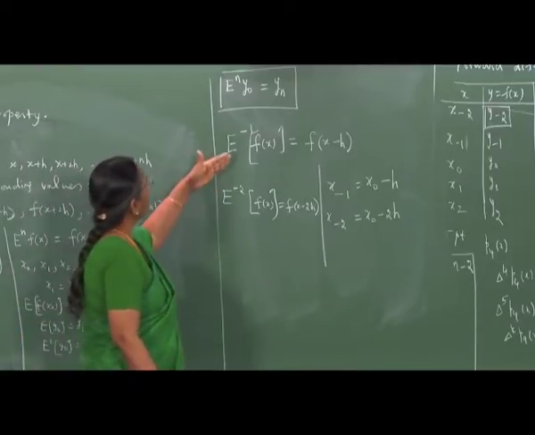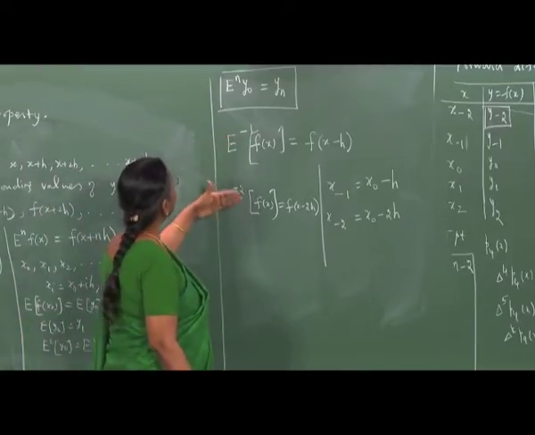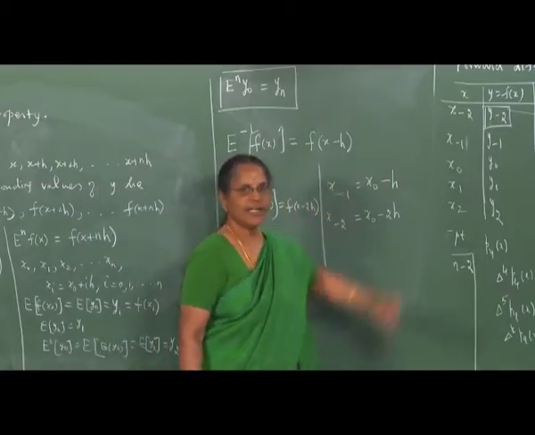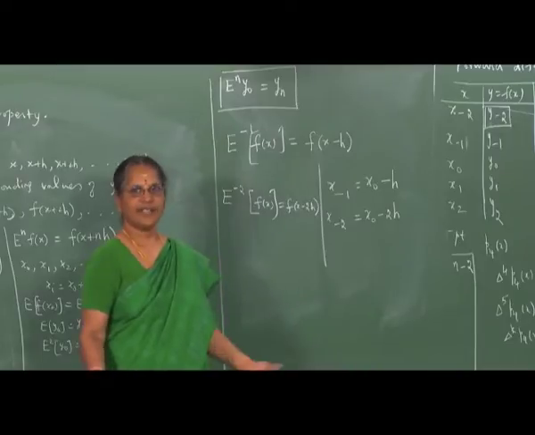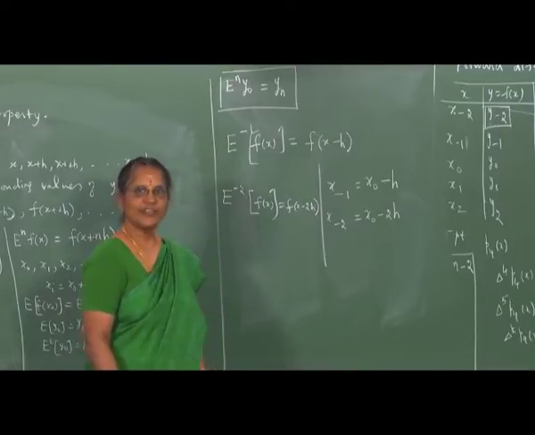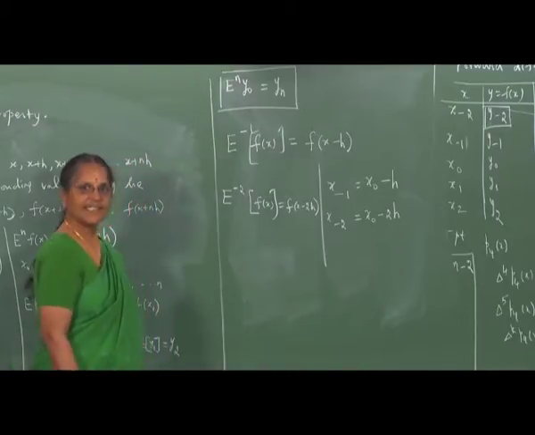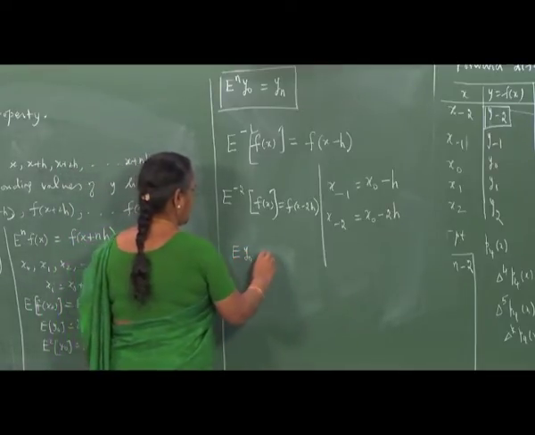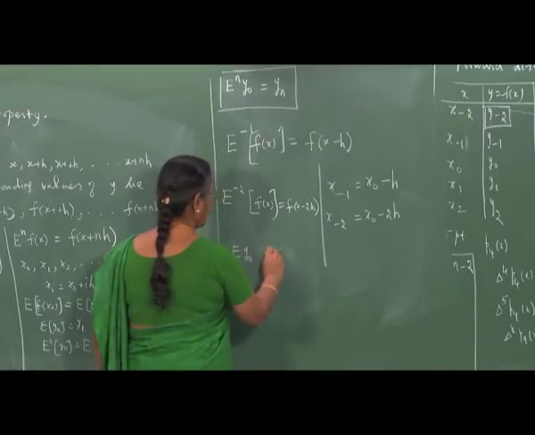So, we will use the shift operator and the forward difference operator and see whether we can connect the two operators. Let us start with E on y naught, and that is equal to y1.